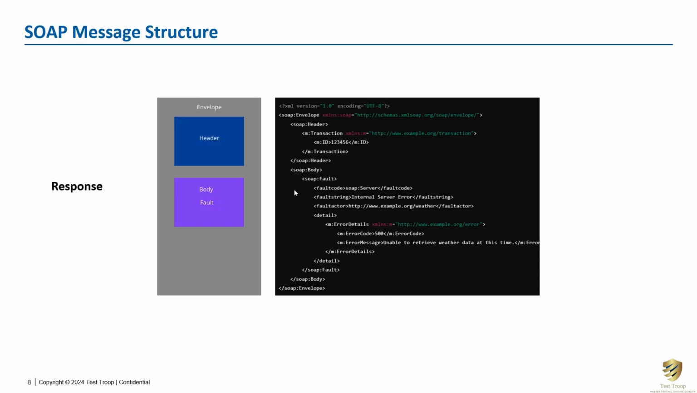Under the Body you have a tag called Fault. Under the Fault you have an error code like 500. If the error code is 500, that means internal server error. If it is 404, then the resource is not found. 400 is a client error. And 401 means you don't have sufficient credentials to access it, you are unauthorized to access a particular service. This is how the request and response structure of SOAP looks.